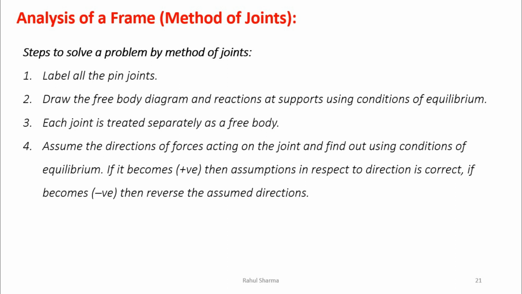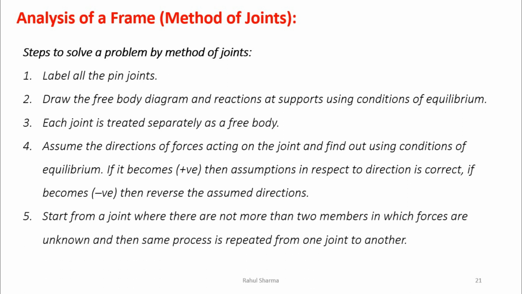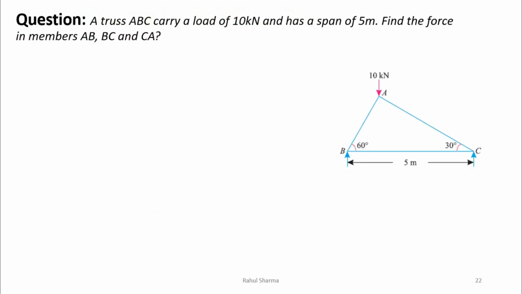Again I'm telling you, I have solved a number of numericals on the same topic. You can watch those for more clarity. Now the fifth point: start from a joint where there are not more than 2 members in which forces are unknown, and then the same process is repeated from one joint to another joint. I have solved the same question in the video. You can see how we are finding the stress and reaction in this diagram.